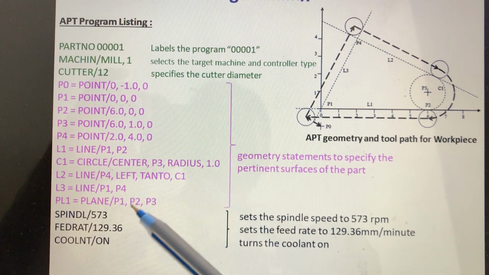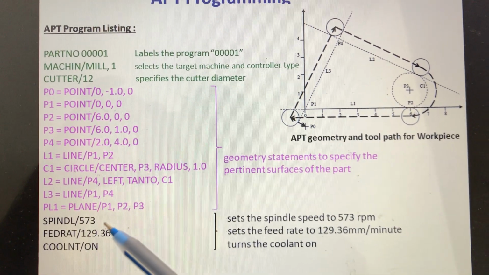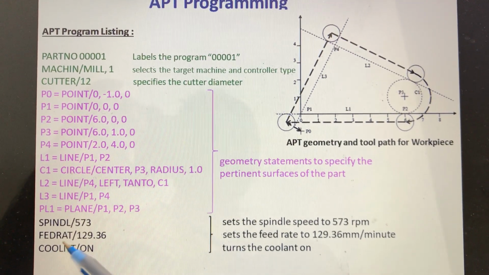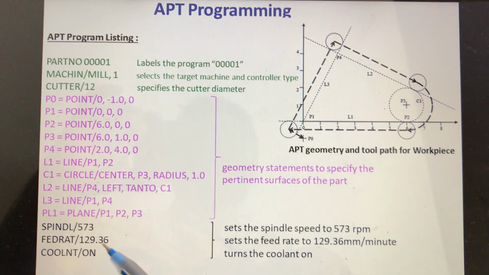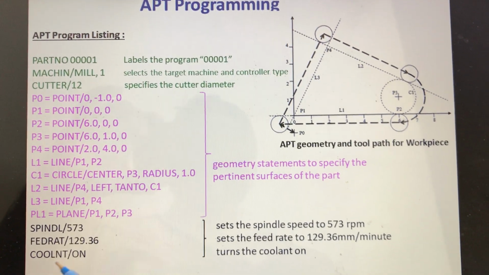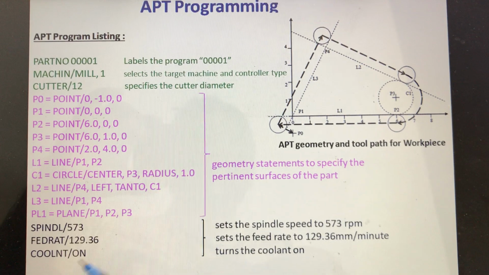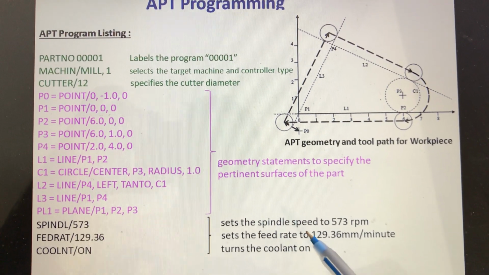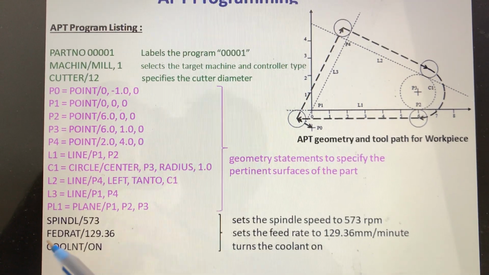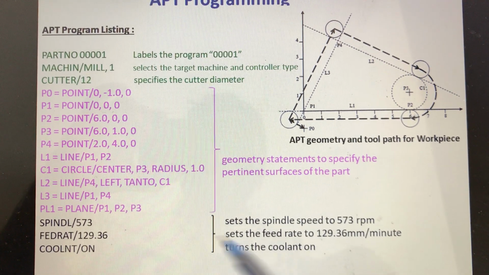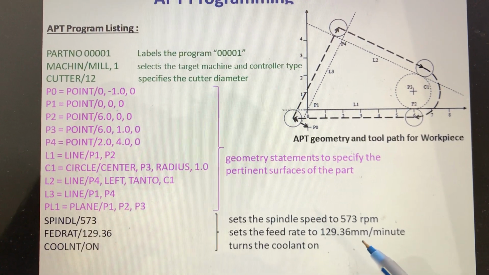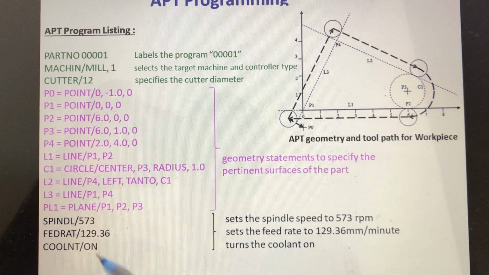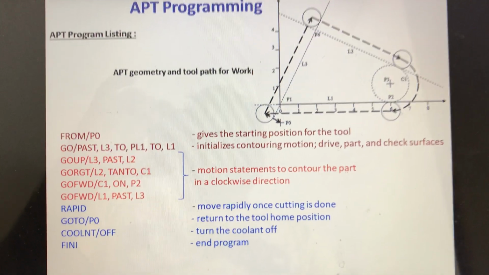After defining the geometry, we go for a setup phase again, like in CNC programming. Spindle start at this RPM, feed rate. This is the cutting phase again. It's a mix in this program. And this is coolant on. So spindle slash 573 sets the spindle speed to 573 RPM. Feed rate sets the feed rate to 130 millimeters per minute. Coolant on turns the coolant on. After this we go for motion commands.